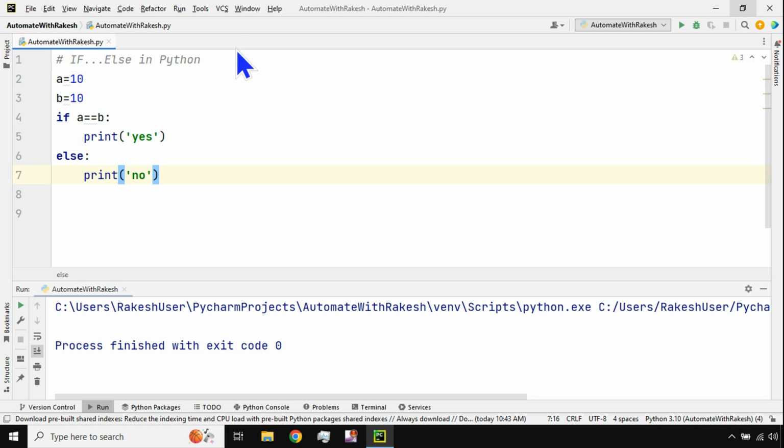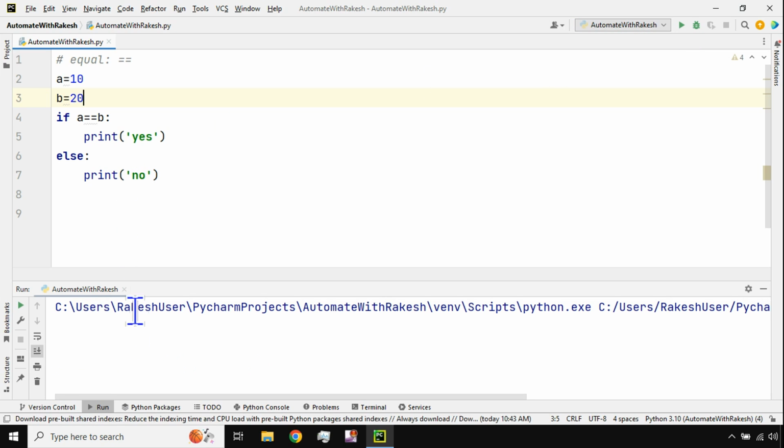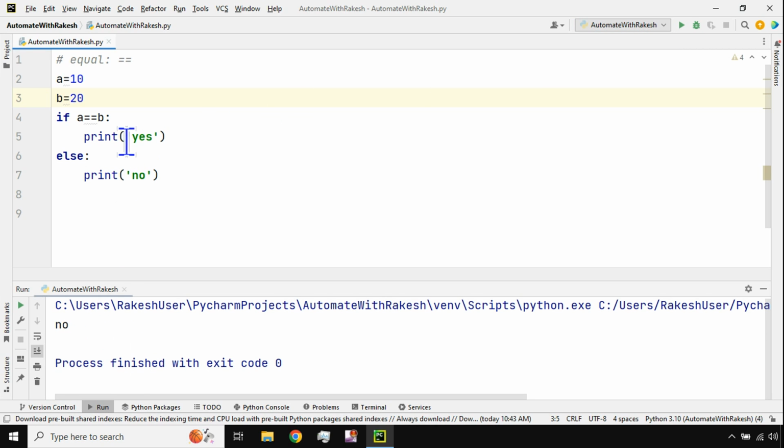So what we are learning here, the first thing, is that when you have to check equality, what is the symbol for that in Python? Double equals to. Okay, this is the first thing we have learned. So let's run it. We can see the value saying yes. What if I change it to 20 and run it? The value will say no. Okay, this much is clear.